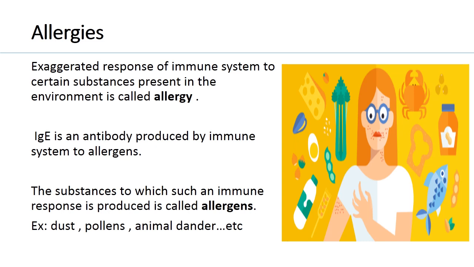Our next concept is allergies. Many of you have commonly heard this terminology, allergy, because this is a very common term we have all come across. Most of us are allergic to dust particles and some are allergic to pollen grains, like this. What is meant by allergy? Allergy can be defined as an exaggerated response of the immune system to certain substances in the environment. Exaggerated response is nothing but an over-response of the immune system.